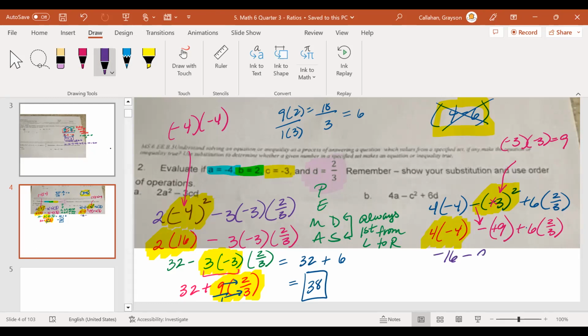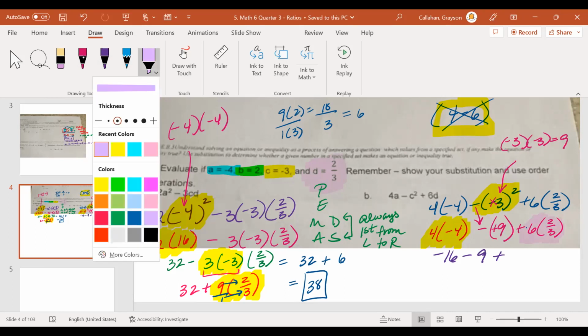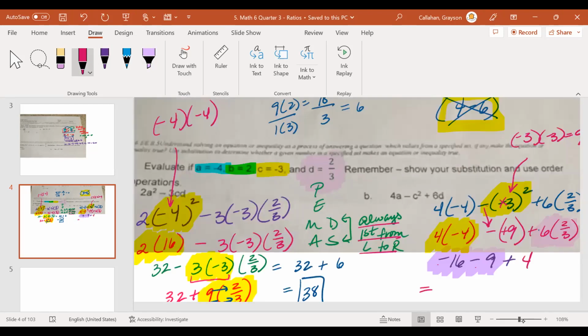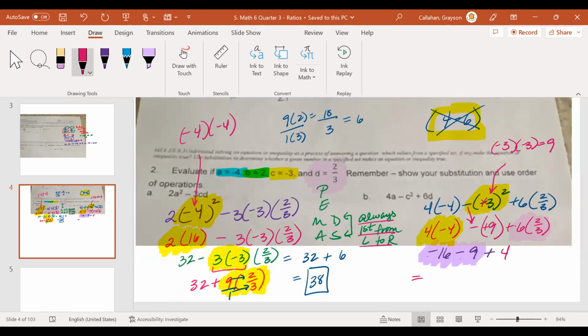You can get rid of the parenthesis because that doesn't do anything. Plus. Multiply. What's 6 times 2 divided by 3? 4. Now, you have minus, minus, plus. Remember, if it's addition and subtraction, always first from left to right. First one, what does that give you? What does that give you? What's your answer?